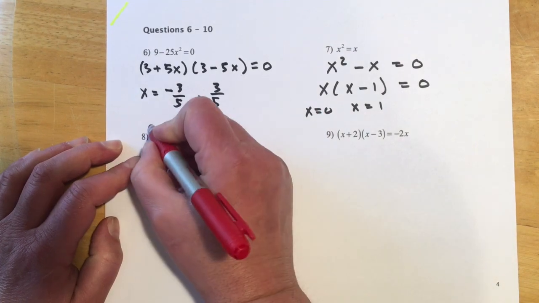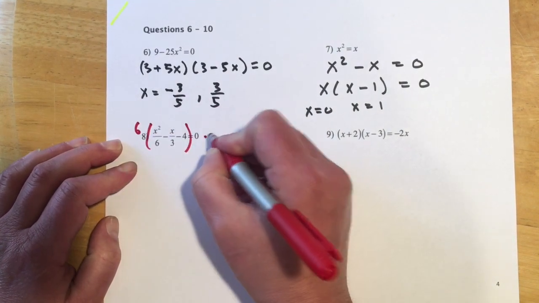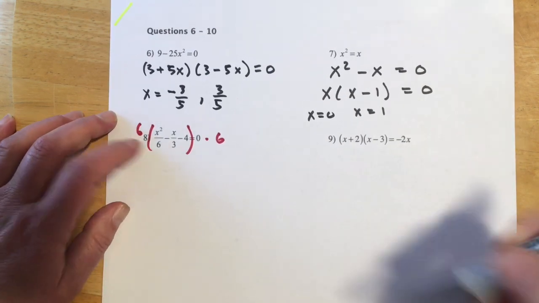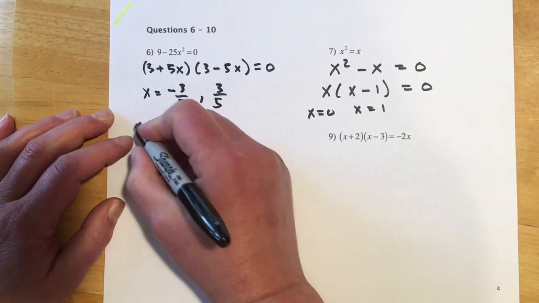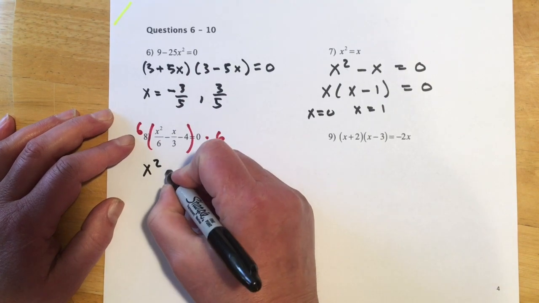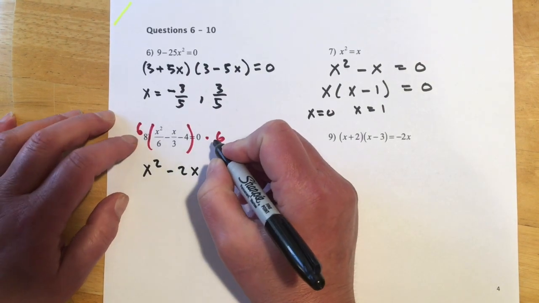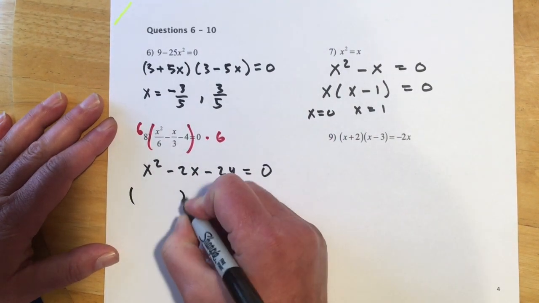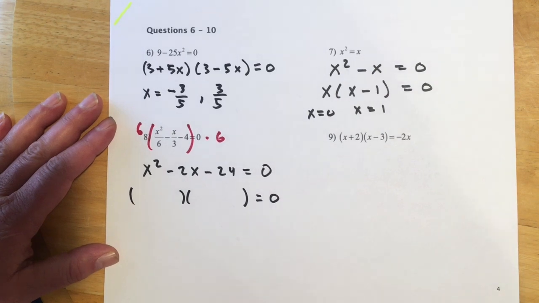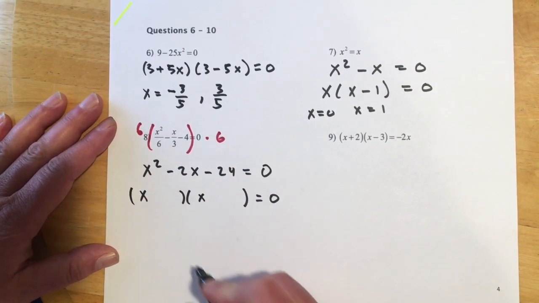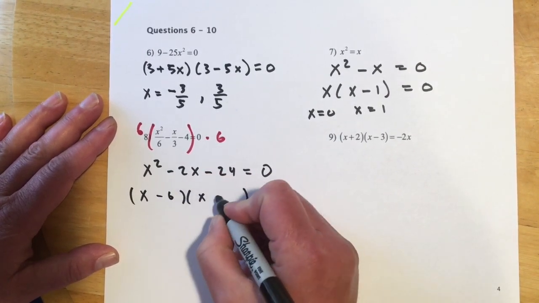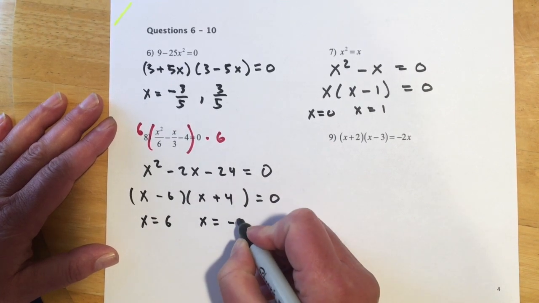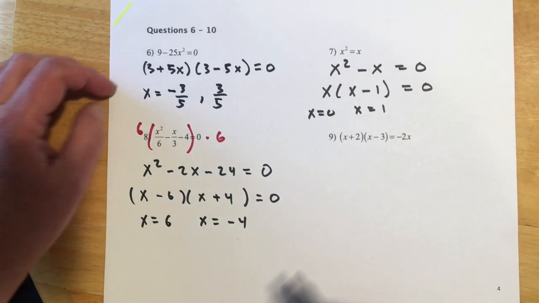For number 8, I would clear the fractions, because I think that will be much easier. So 6 over 6 would cancel, leaving x squared. 6 over 3 would cancel, leaving minus 2x. And then 6 times 4, negative 24. And separate parentheses, x and x. Looks like minus 6 and plus 4. So x could be 6 or x could be negative 4.